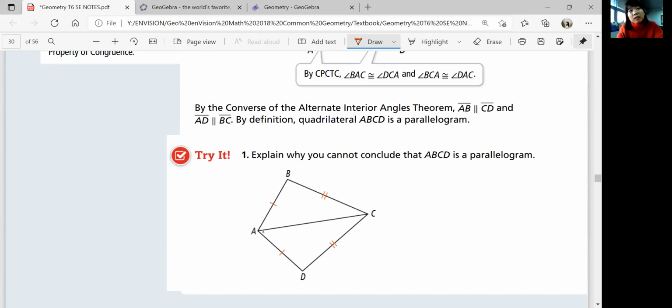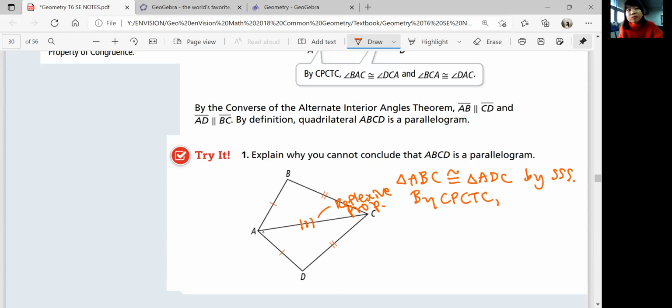You can try saying, oh, this triangle and that triangle must be congruent by SSS, right? Triangle ABC must be congruent to triangle ADC, by SSS, because AC is congruent to itself by the reflexive property. And then by CPCTC, angle BAC must be congruent to angle DAC. So these two angles are congruent. And angle BCA must be congruent to angle DCA. But does that prove that those are parallel lines?